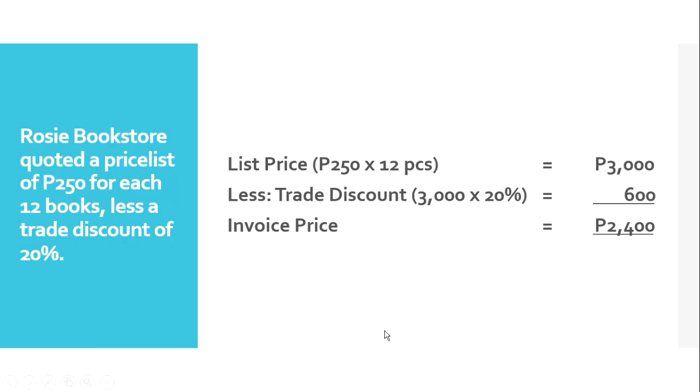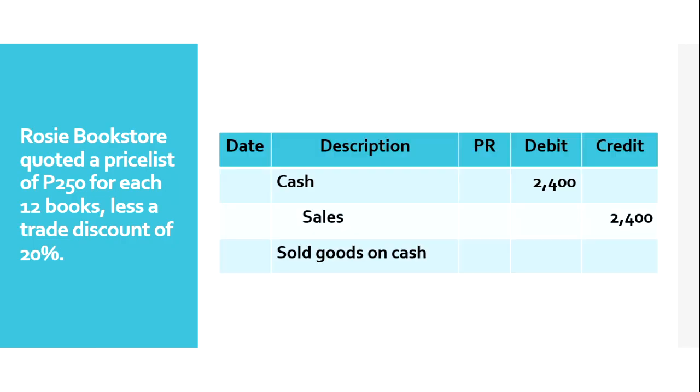So, if we're going to record this one, the journal entry will be debit cash of 2,400 and credit sales of 2,400. Then, we can have an explanation of sold goods on cash. Even though 3,000 dapat, hindi na pinakita yon at hindi na rin pinakita si trade discount. Outright kung magkano lang yung invoice price.